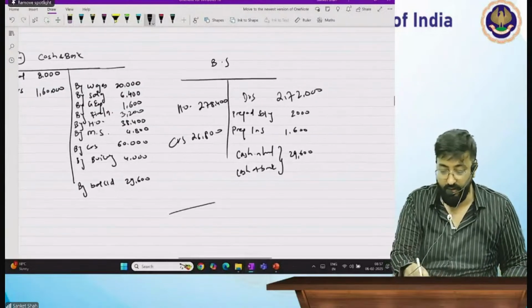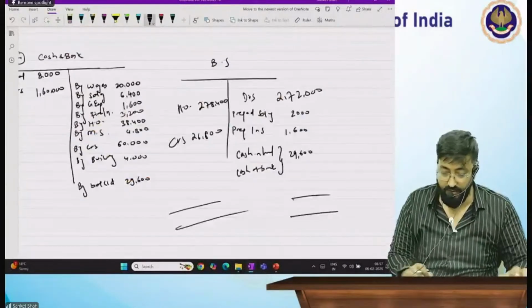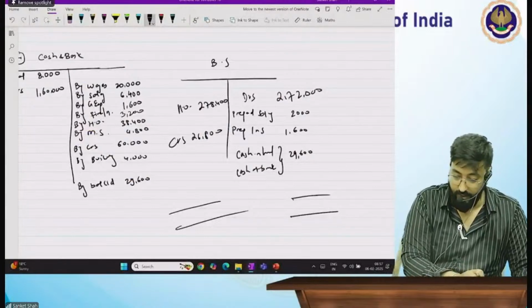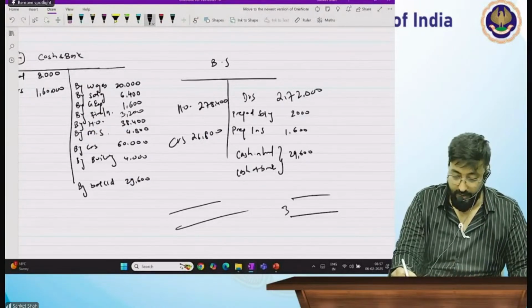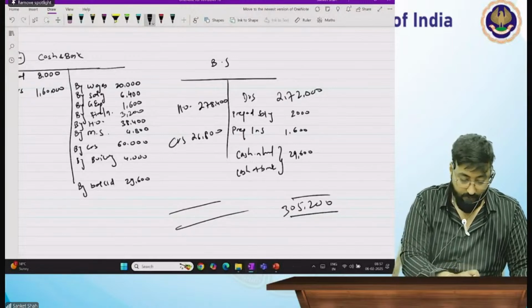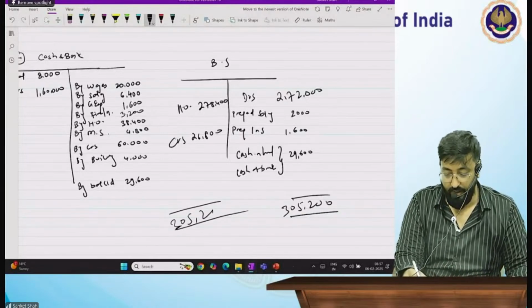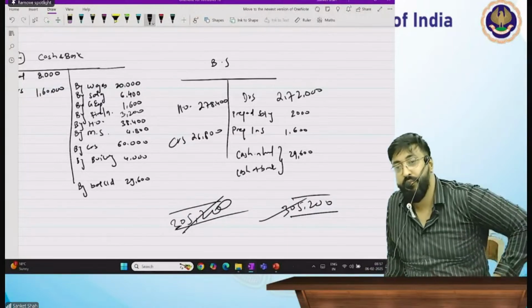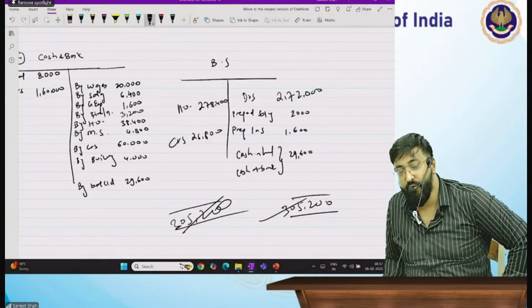29,600, correct? Yes, sir. And your balance sheet, let's see. 29.6 plus 1.6 plus 2 plus 272. Asset side 3,05,200 minus 26.8. Yes, sir. Same. 3,05,200. Easy. Yes, sir. Every question, beta, you have to solve it minimum 2 times.